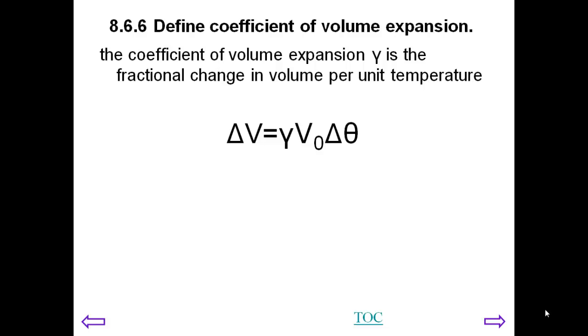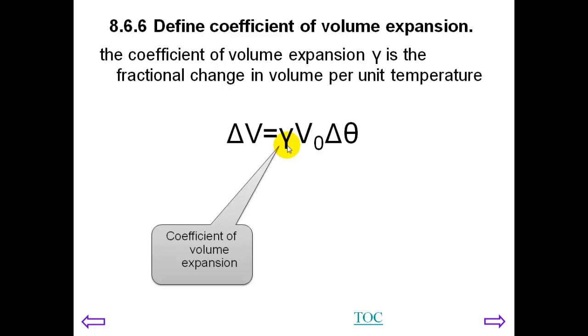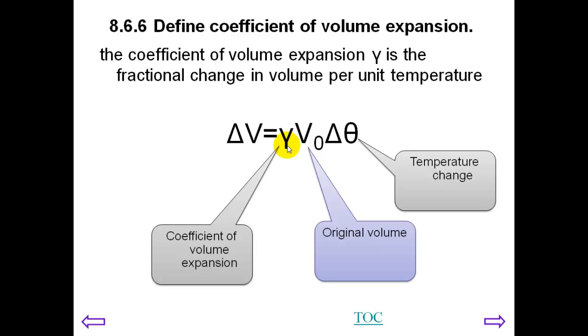Hello. We need to look at the coefficient of expansion of a liquid. The coefficient of volume expansion, gamma, is the fractional change in volume per unit temperature. So delta V is the change in the volume. V naught is the original volume. Delta theta is the change in temperature, and gamma is the coefficient of volume expansion. So this is the coefficient of volume expansion, this is the original volume, and this is the temperature change.